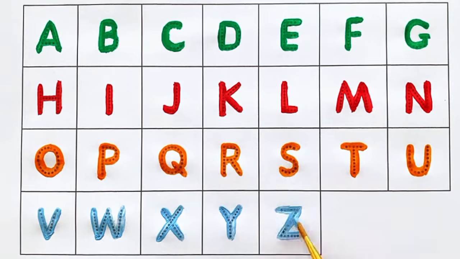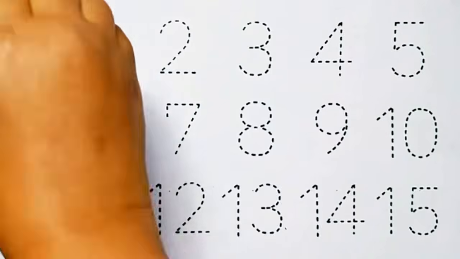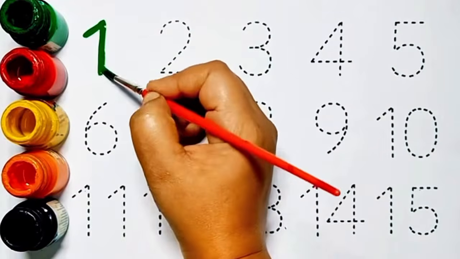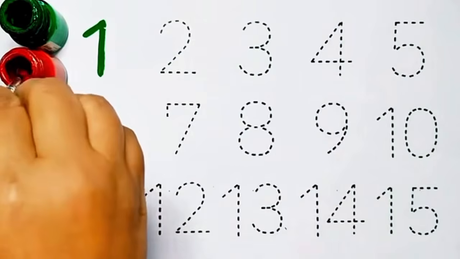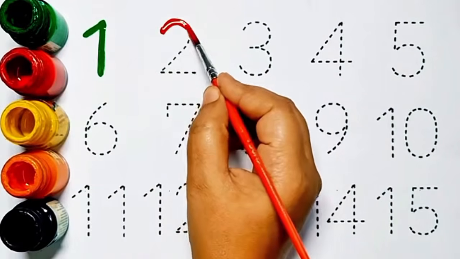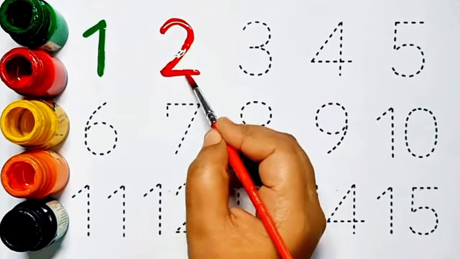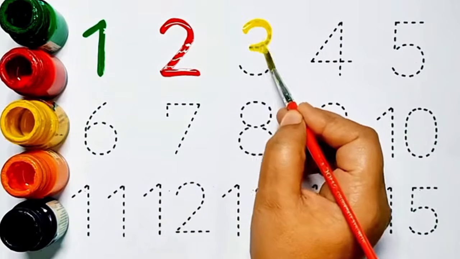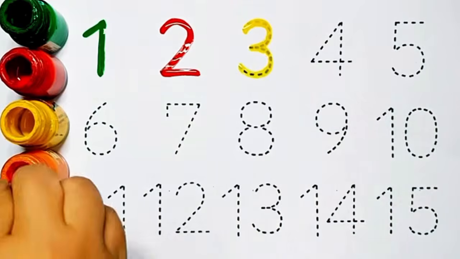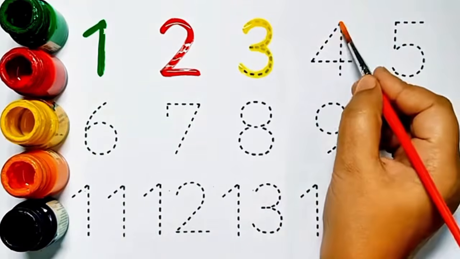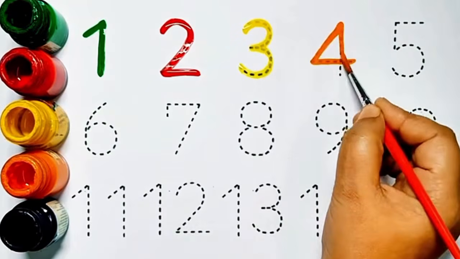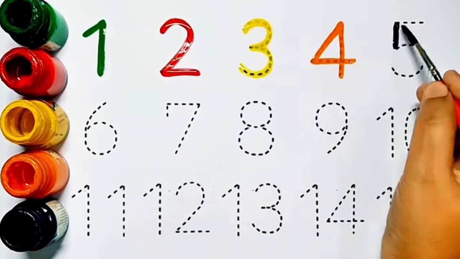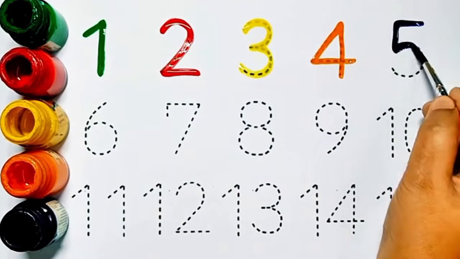Now English counting numbers 1, 2, 3. Green color 1, 1. Red color 2, 2. Yellow color 3, 3. Orange color 4, 4. Black color 5, 5.